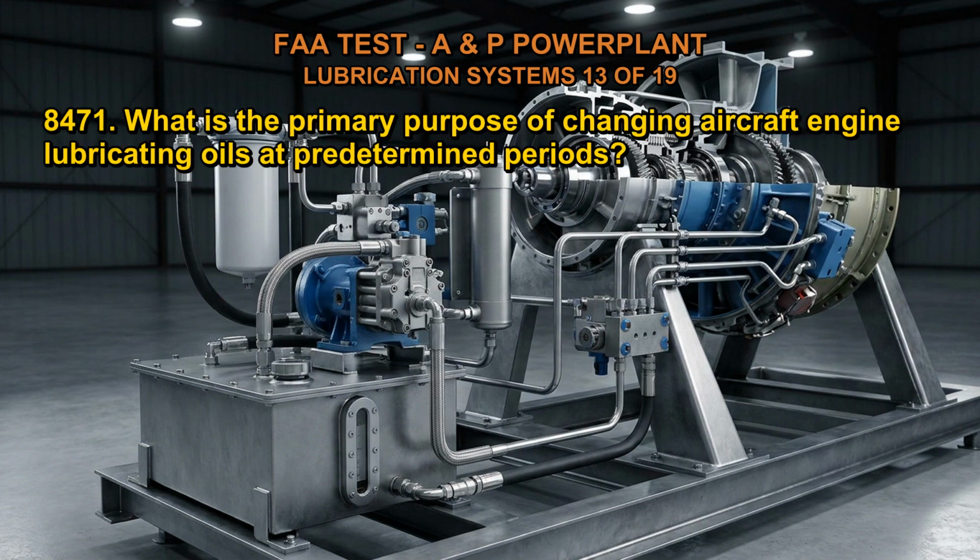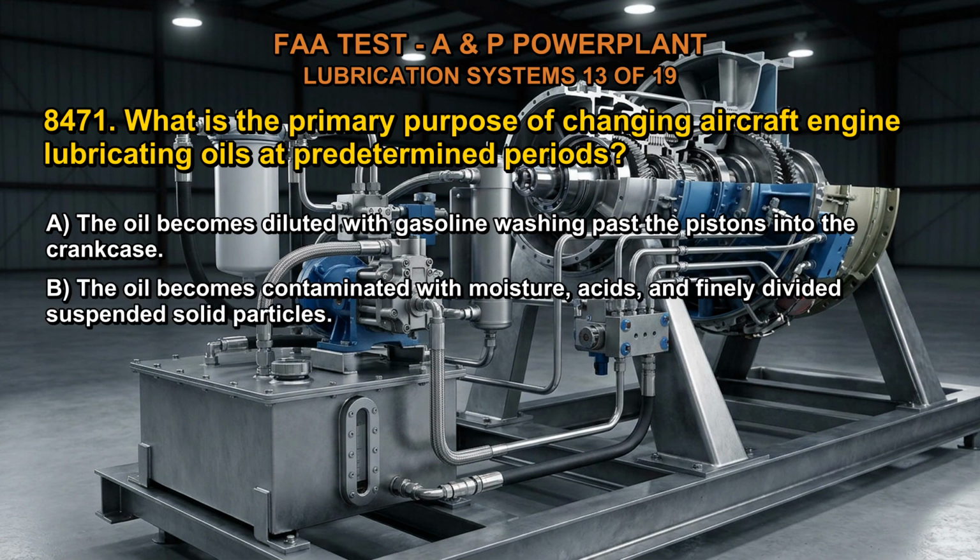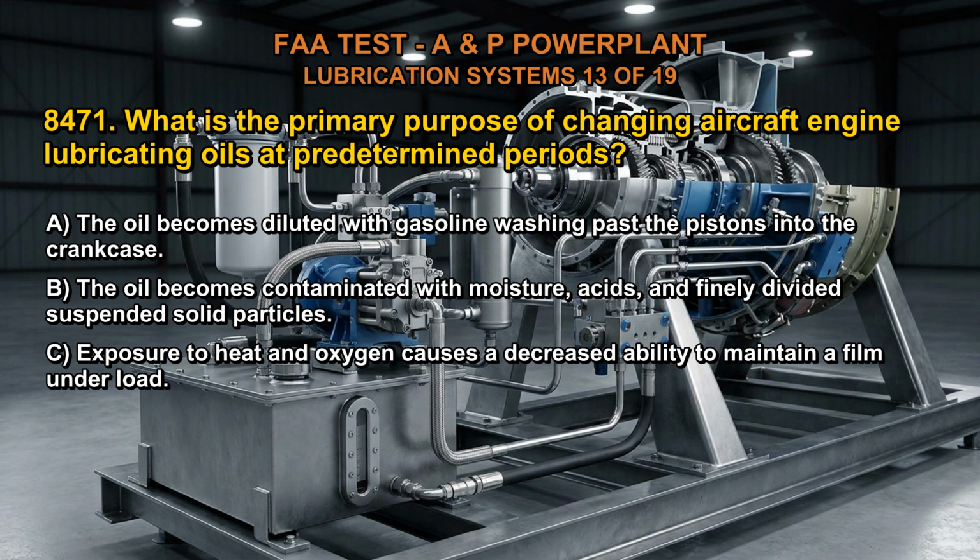8471. What is the primary purpose of changing aircraft engine lubricating oils at predetermined periods? A. The oil becomes diluted with gasoline, washing past the pistons into the crankcase. B. The oil becomes contaminated with moisture, acids, and finely divided suspended solid particles. C. Exposure to heat and oxygen causes a decreased ability to maintain a film under load.